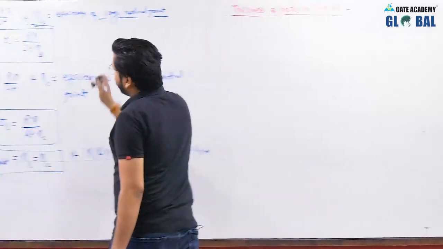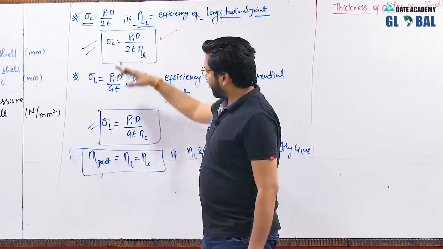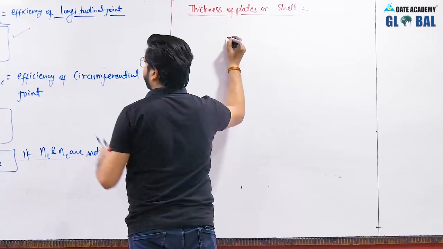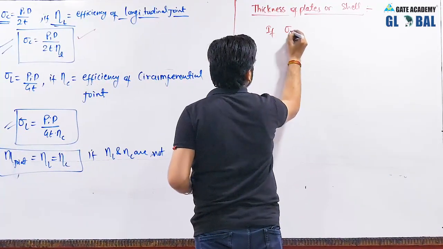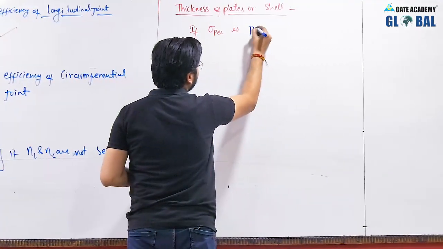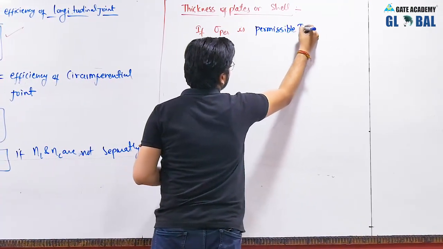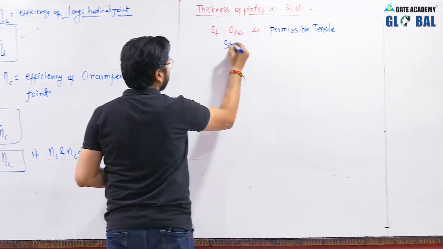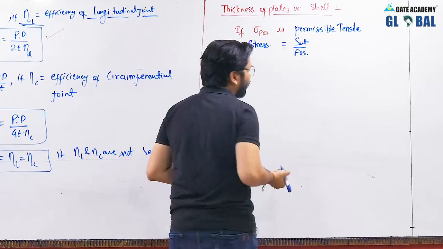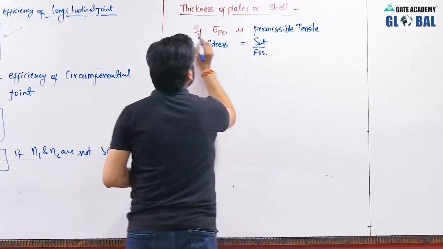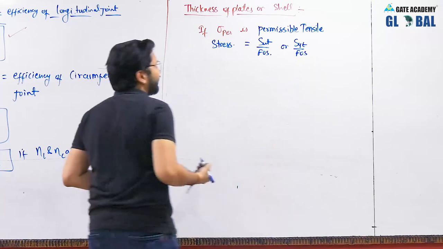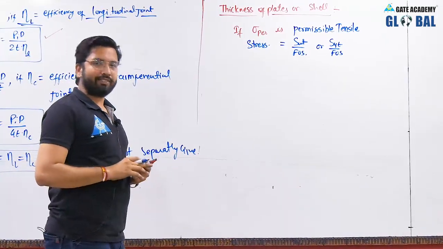As sigma c is the highest stress between the circumferential and the longitudinal stress, hence we will be designing for the highest value of stress. So from here, if sigma permissible is the permissible tensile stress, that may be equal to SUT divided by factor of safety for the material. It may also be calculated using SYT divided by factor of safety, depending on the type of material we are using for the shell.